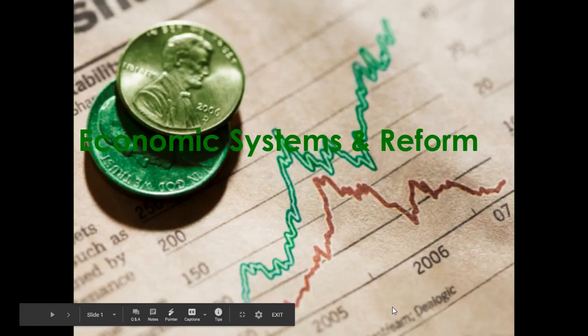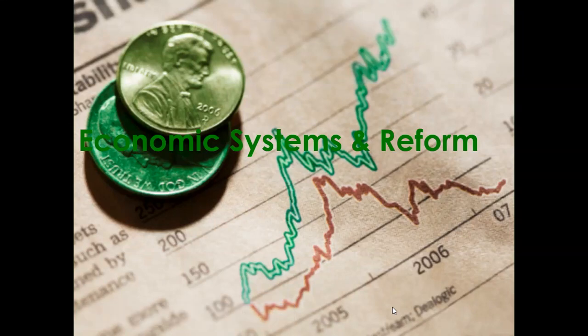Alrighty, so we are going to talk about different types of economic systems and some reforms after the Industrial Revolution. Because with the Industrial Revolution, we're seeing that the way that we do business is changing. We're going from a cottage industry to a factory system. And so obviously the way that we conduct business now at this point in history is going to be different. So we're going to talk about different types of economic systems and economic theories.